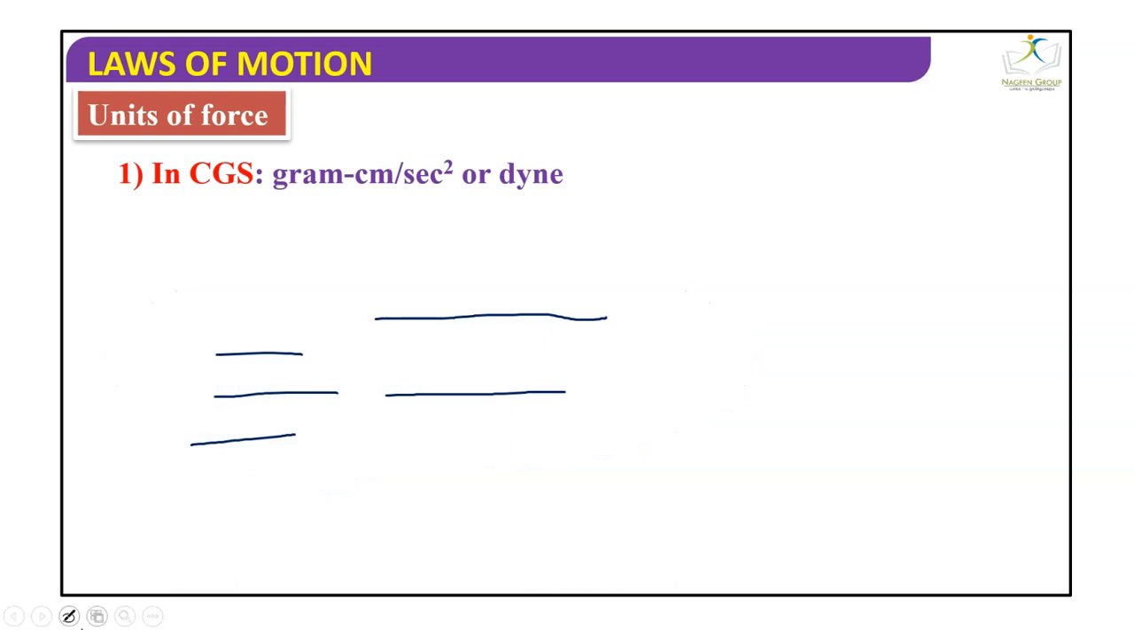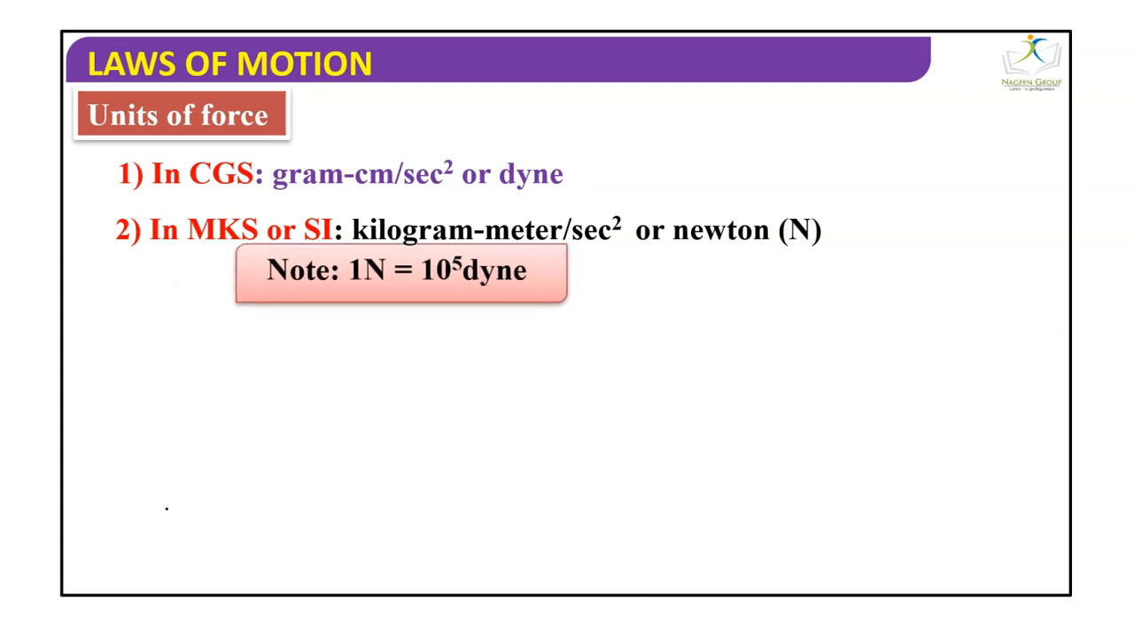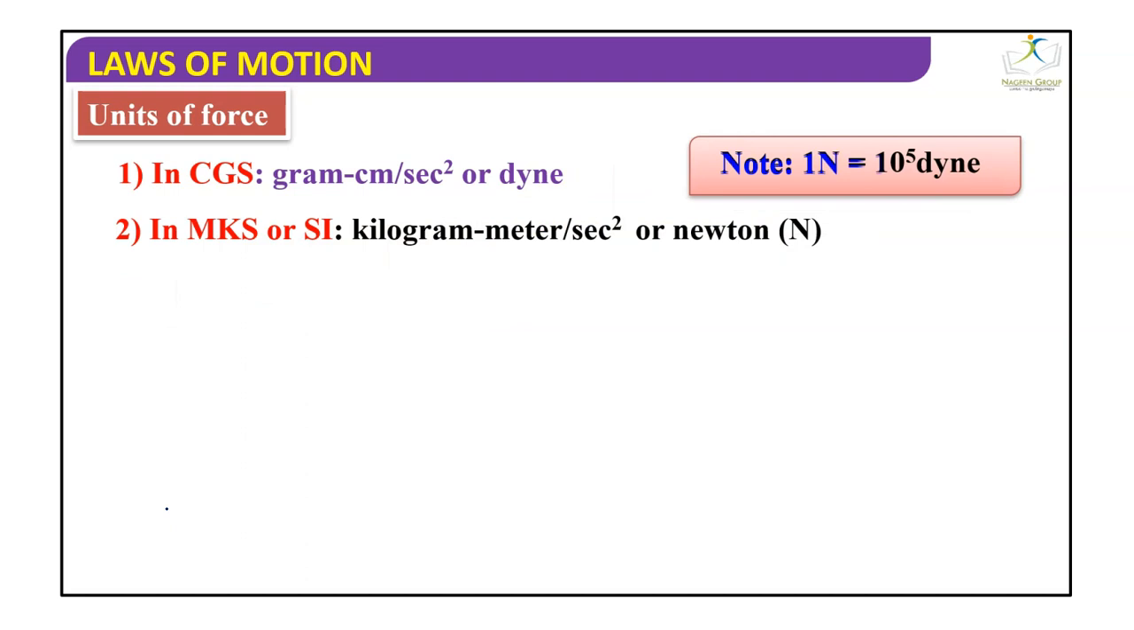So what is the unit of force? It is gram centimeter per second square, or dyne. In SI, we say kilogram meter per second square, or we say Newton. 1 Newton is equal to 10 to the power 5 dyne.